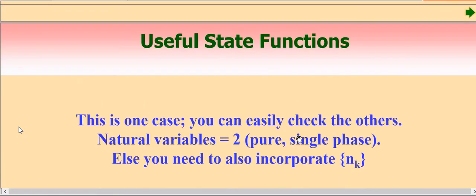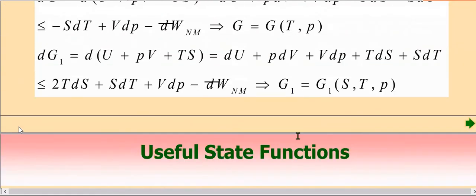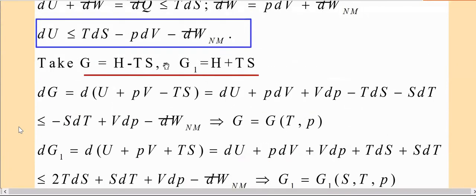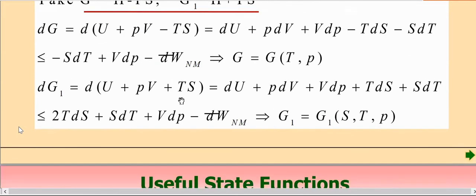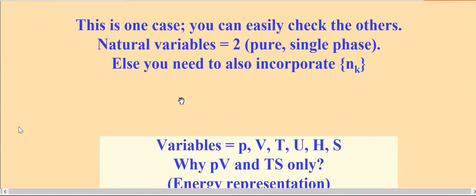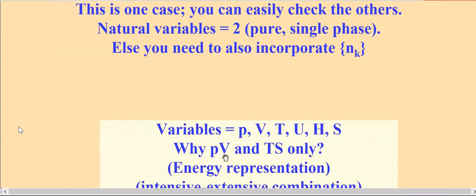You see that in each case you have H minus TS. For example, if you had A equal to U minus TS, and H is U plus PV. So why PV and TS only? This is because we are working in what we call an energy representation. There are two types of representations: one is the energy representation, the other is the entropy representation.